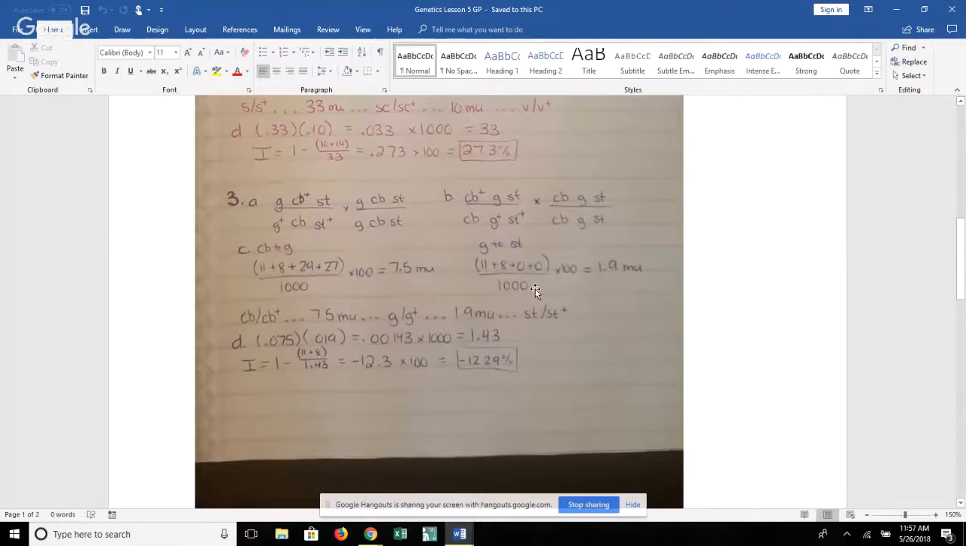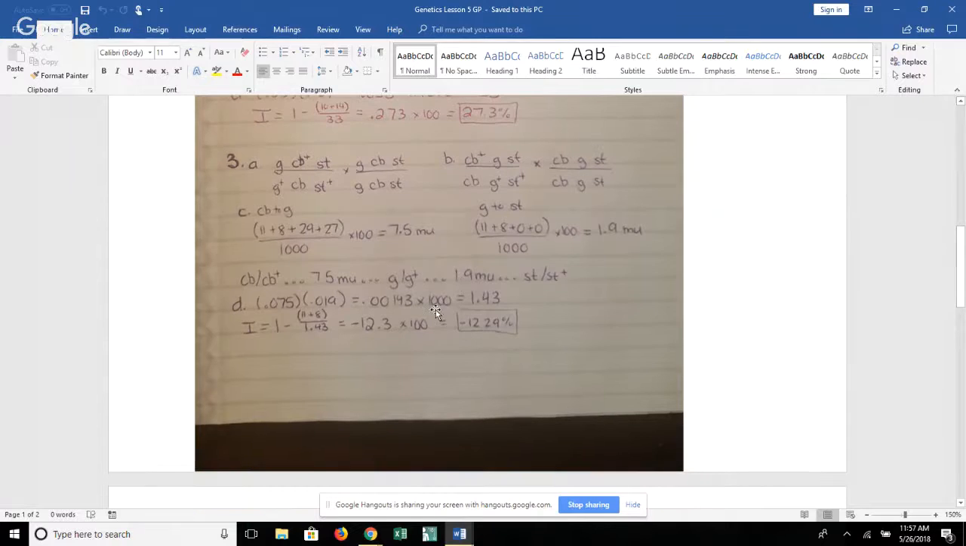So I put that in, and I got 1.9 map units. And then I put in the graph, and my interference came out really weird because I did 0.075 times 0.019 equals 0.00143 times 1,000. We should have expected 1.43. But 1 minus 19 over 1.43 is negative 12.3 times 1,000, equals like 123%, negative 123%. So not sure what happened with that problem.